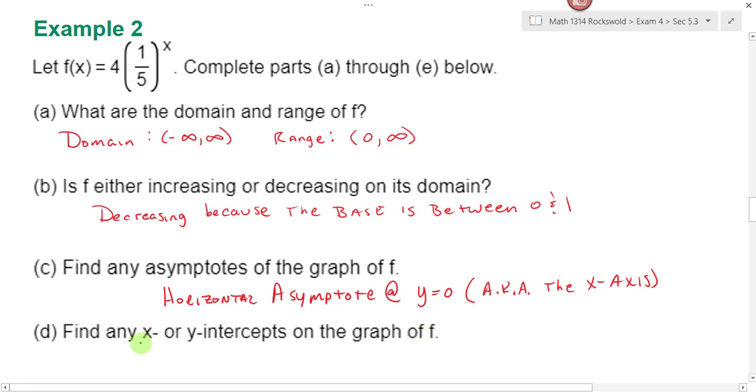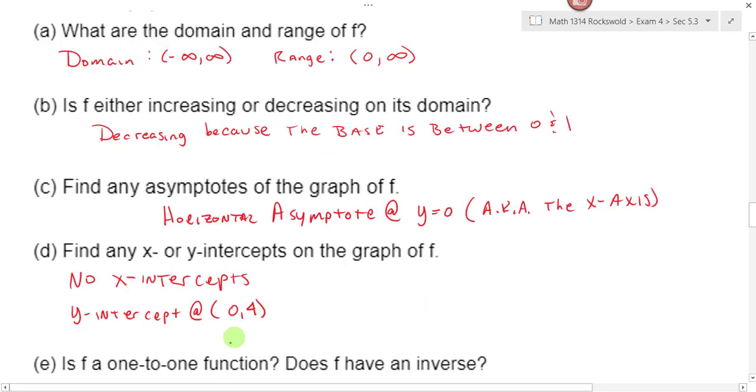Remember, in order to find your x-intercepts, you want to let y be equal to 0 and solve for x. Well, there's no way that a positive number raised to a power times another positive number will ever be equal to 0, so we have no x-intercepts here. And to find our y-intercept, we replace x with 0 and solve for y. Well, anything raised to a power of 0 is equal to 1, and 1 times 4 would be 4. Therefore, we have a y-intercept at the point (0, 4).